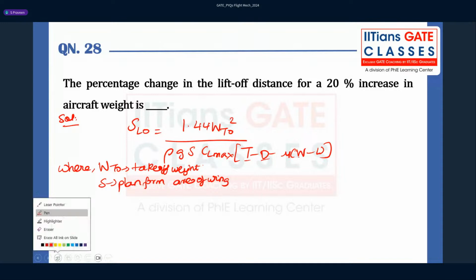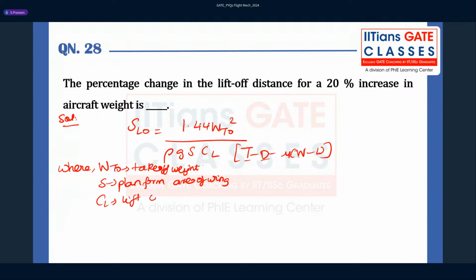Actually, it should not be CL max, but it's CL. CL is the lift coefficient, and mu is the coefficient of friction. Basically, I can just say that from this expression, SL is proportional to W takeoff square, right?